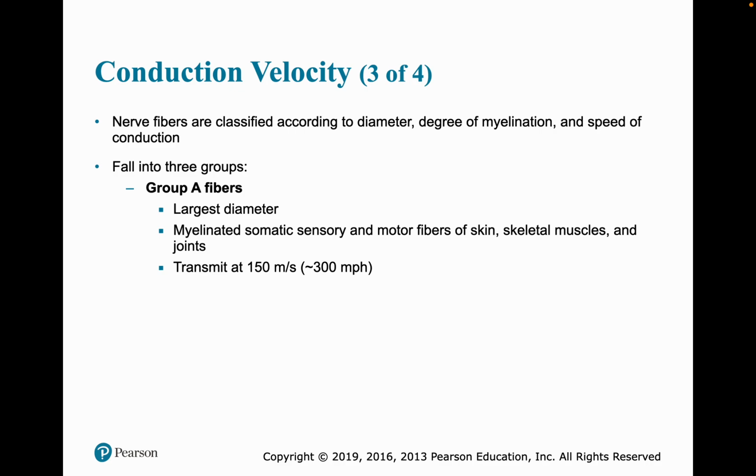So conduction velocities continuing, nerve fibers are classified by diameter, degree of myelination, or speed of conduction. Using these criteria, we get three groups of nerve fibers. Group A fibers are the largest diameter. They're myelinated somatic sensory and motor fibers of the skin, skeletal muscle, and joints. Their signals move at about 300 miles per hour or 150 meters per second.